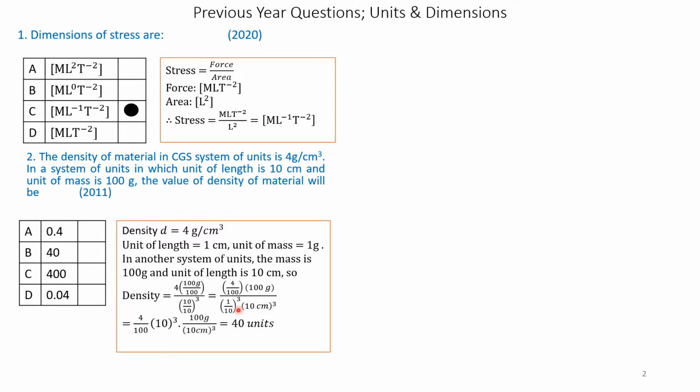So therefore simplifying, we take out this 4 by 100 divided by 1 by 10 whole cube. If you simplify, we will get 4 by 100 into 10 cube into 100 g by 10 centimeter cube as it is. And you simplify here, 10 cube, it is 10 square. It goes 2 times and 1 remains. Therefore, the answer is 40 units.